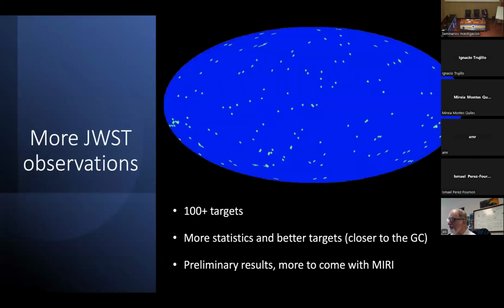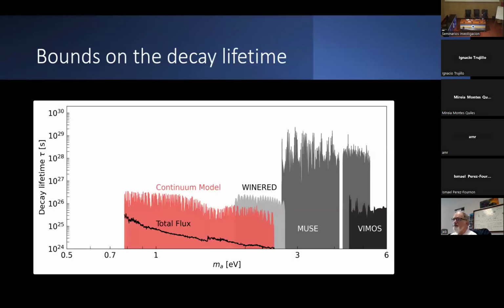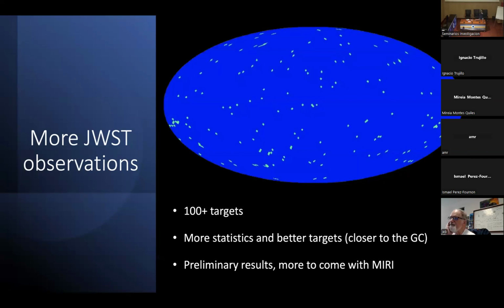Now, in that paper, we consider one observation, and it's already pretty cool because we managed to explore a part of the parameter space that was previously completely unexplored. So that's already good. But JWST have observed so many more things. So now in the follow-up, we're considering more targets, over 100. That means more statistics and better targets, so closer to the galactic center.